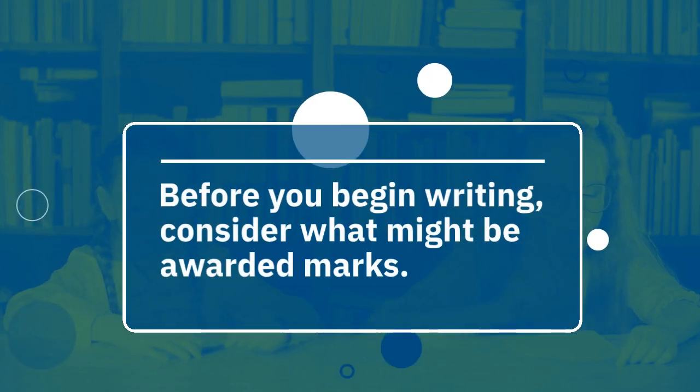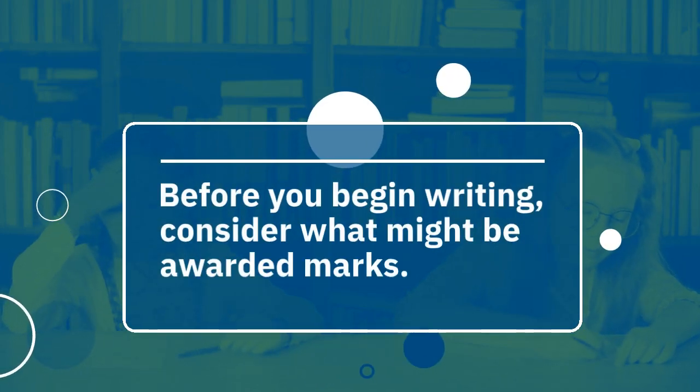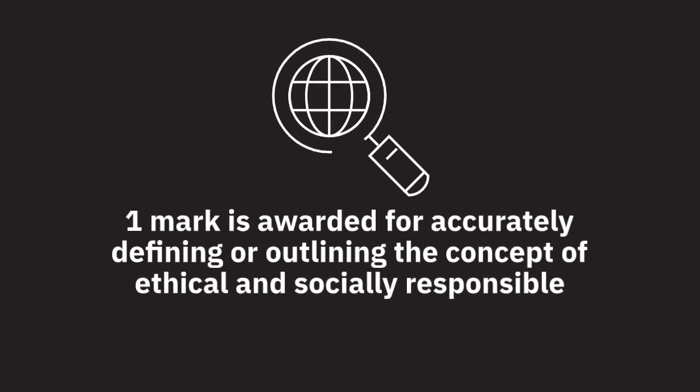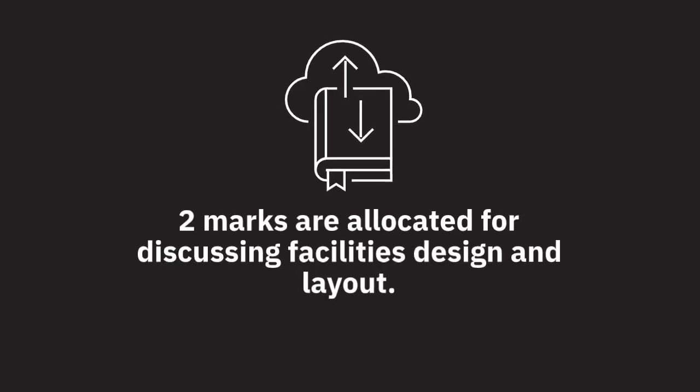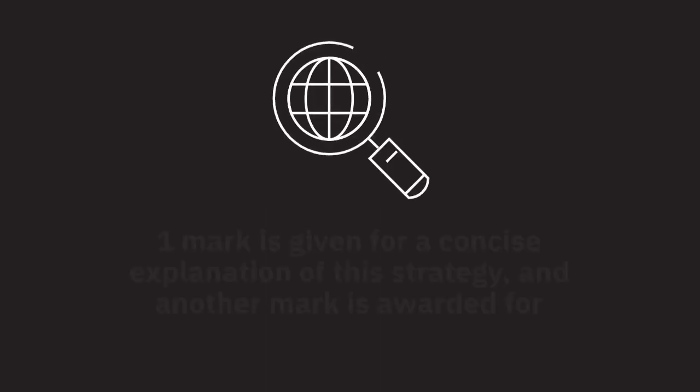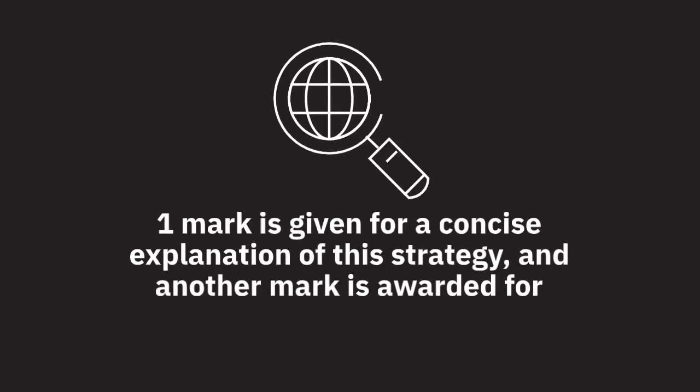Before you begin writing, consider what might be awarded marks. For example, 1 mark is awarded for accurately defining or outlining the concept of ethical and socially responsible management. 2 marks are allocated for discussing facilities design and layout. 1 mark is given for a concise explanation of this strategy, and another mark is awarded for explaining how it incorporates ethical and socially responsible management.